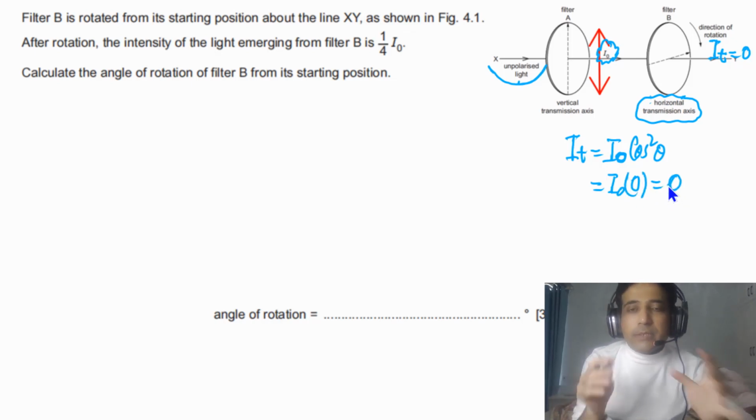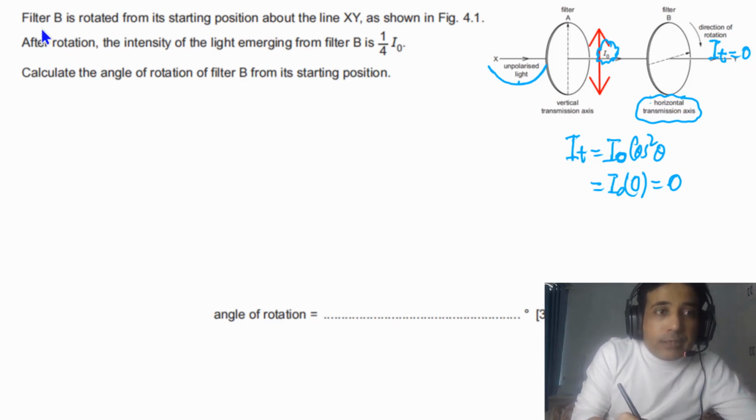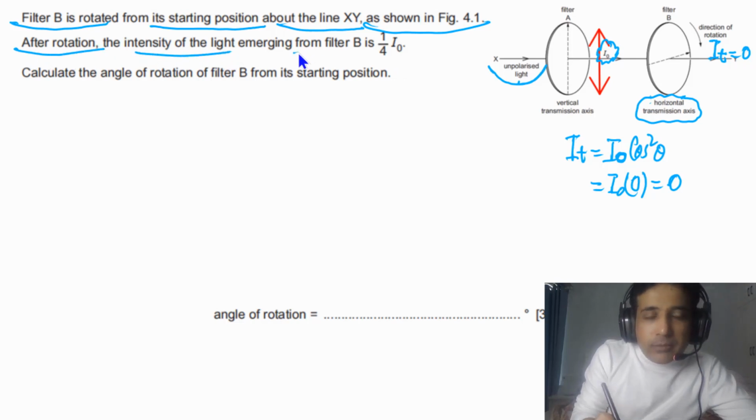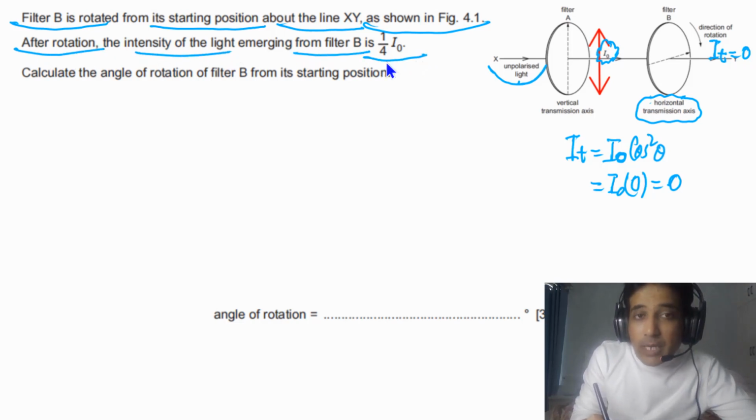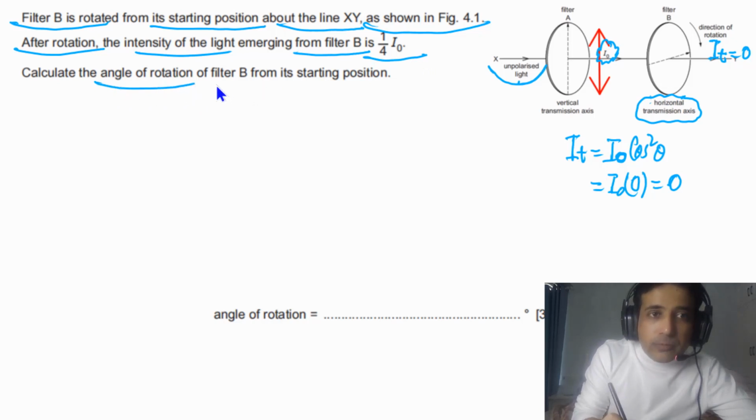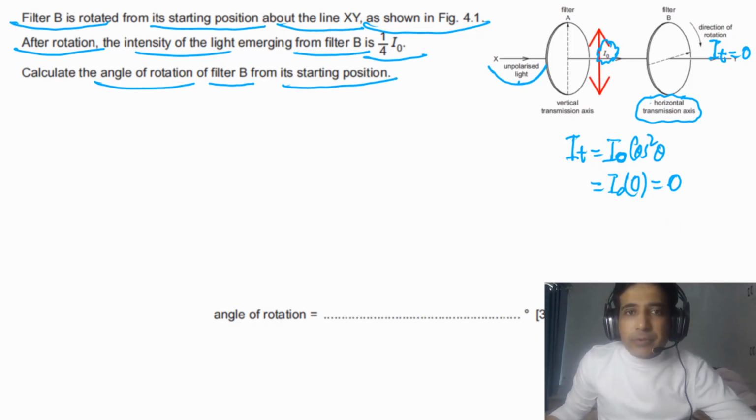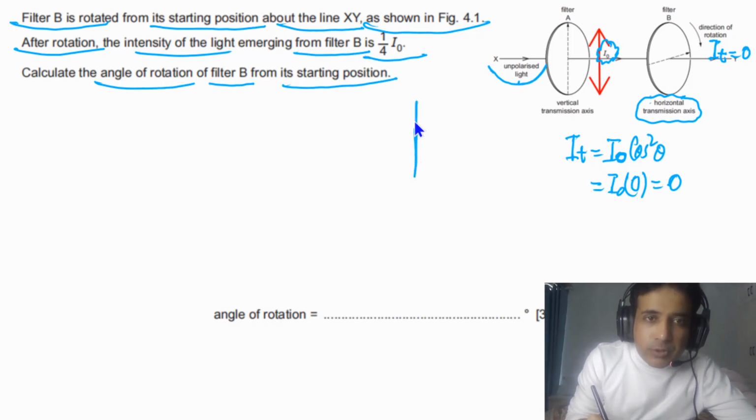But this is not all about this question. The question is also asking us, filter B is rotated from its starting position about the line xy, as shown in figure 4.1. After rotation, the intensity of the light emerging from filter B is 1/4 I0. And we need to calculate angle of rotation of filter B from its starting position. Very nice question. For this purpose, first of all, simply we can draw the lines. We can draw first the transmission axis of filter A, and also we can draw transmission axis of filter B.